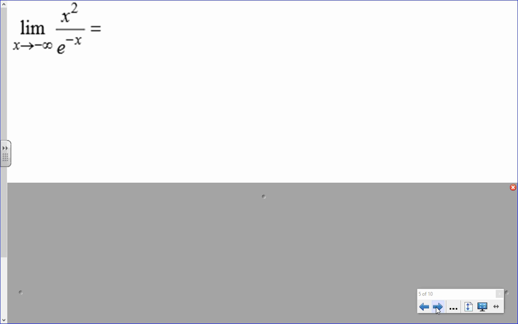Okay, if we tried to evaluate this limit, we would get infinity over infinity. We don't know. Let's talk about e to the negative x. This is e to the x.